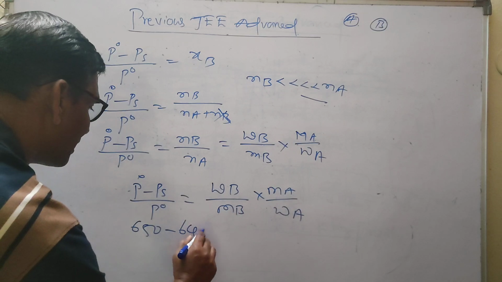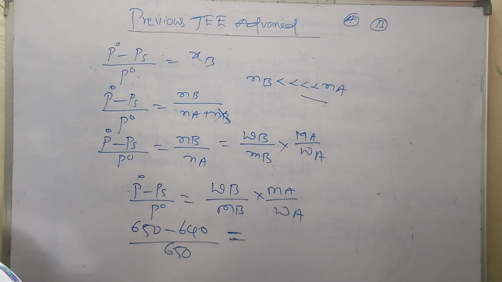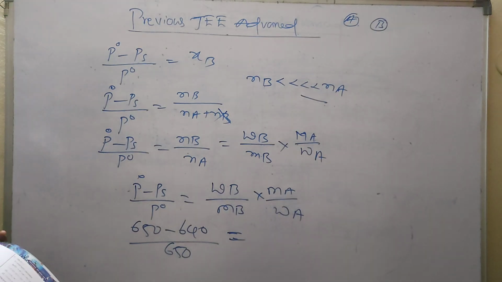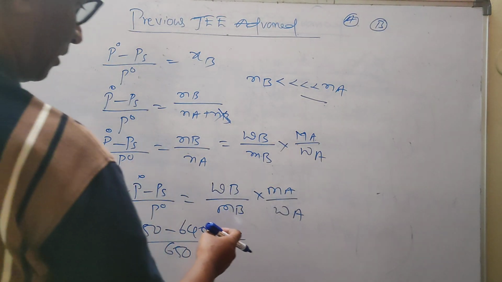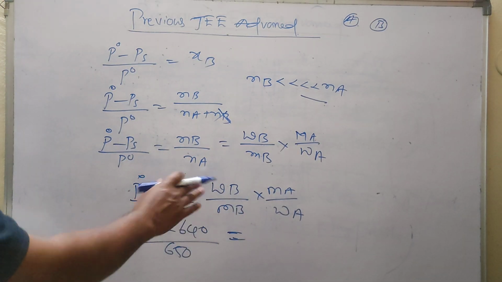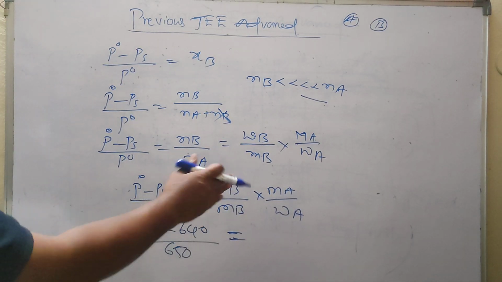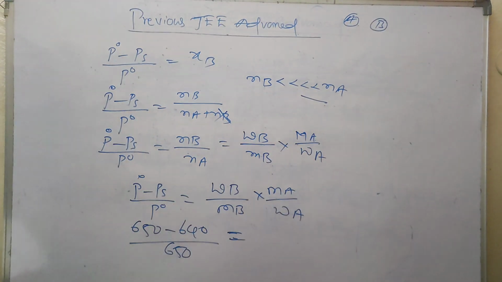Minus this is 640. This is again 650, equal to what is the WB? And you see here, non-volatile solute, no problem. It is benzene actually, so no need to take the i factor. If you are taking it, also no problem, but the i factor is 1 only. Benzene it is.